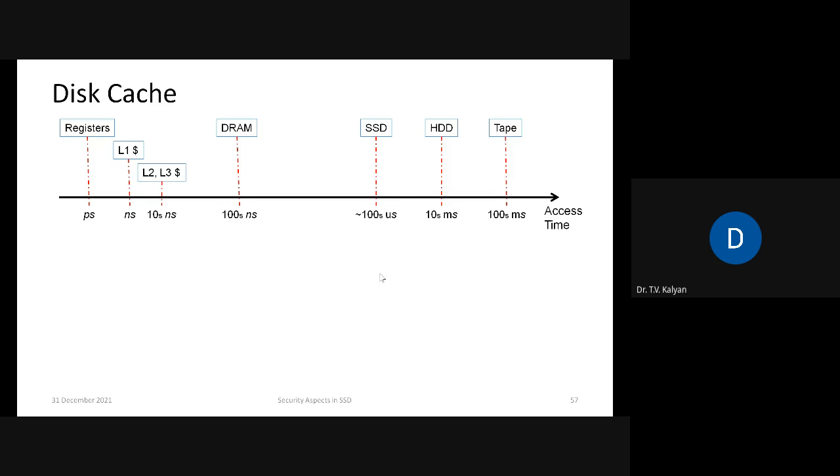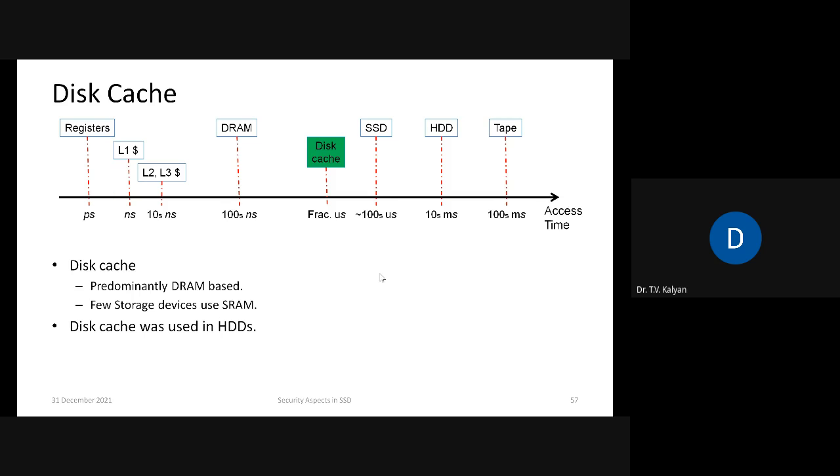Now, if you look at the gap between the DRAM and SSD, it is still high. So we have what's called a disk cache. Again, it is based on DRAM only. To access any data on this disk cache, it would typically take a few hundred nanoseconds to a few microseconds. So the disk cache is predominantly DRAM based, and some storage devices can have SRAM, and disk cache was even used in HDDs, right?